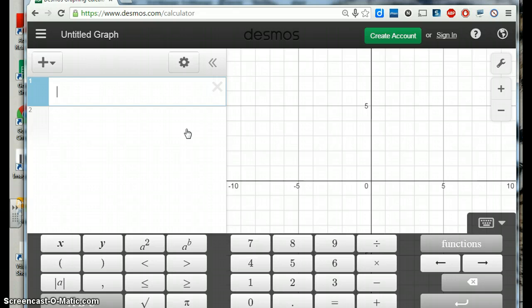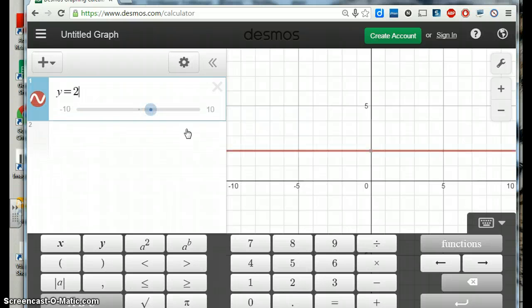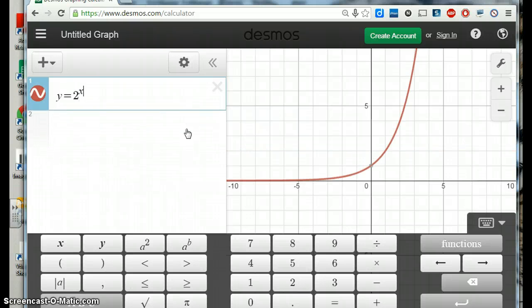So let's do a function, y equals 2 to the power of x. You notice that you've done this for a while. It's an exponential function. It's increasing exponentially by doubling: times 2, times 2, times 2, times 2, times 2, times 2. It goes up really fast. All right, so we want to explore a couple things here.